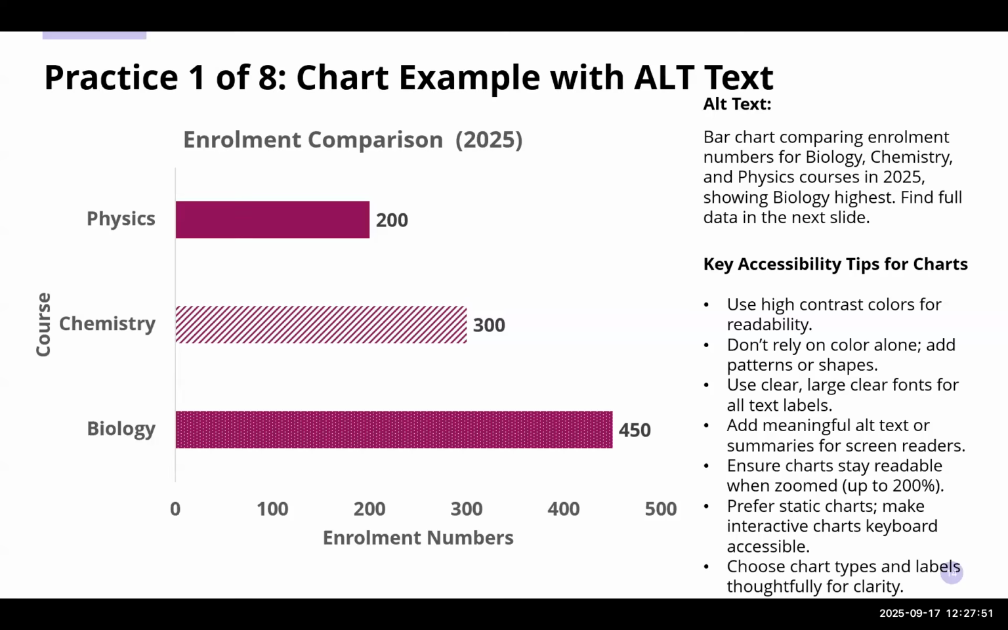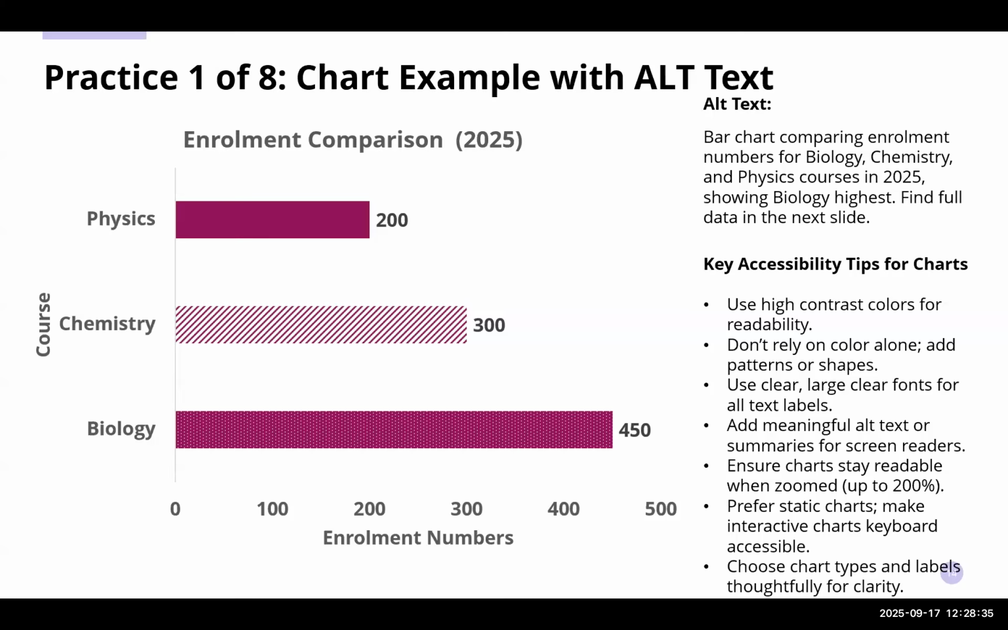So okay, let's look at a few tips for making charts accessible, because these are again very important points. Use high contrast colors so that text and bars stand out, especially for those with low vision or color blindness. It's really important. Second, don't rely on color alone. Add patterns, labels, or symbols to convey meaning. Next, use clear, large fonts to help readability on all devices.